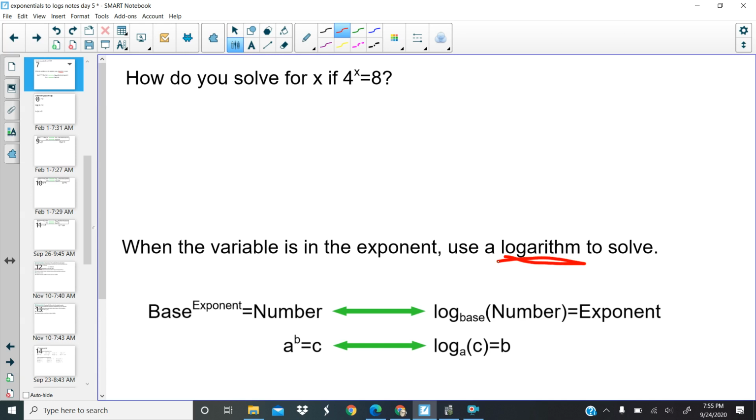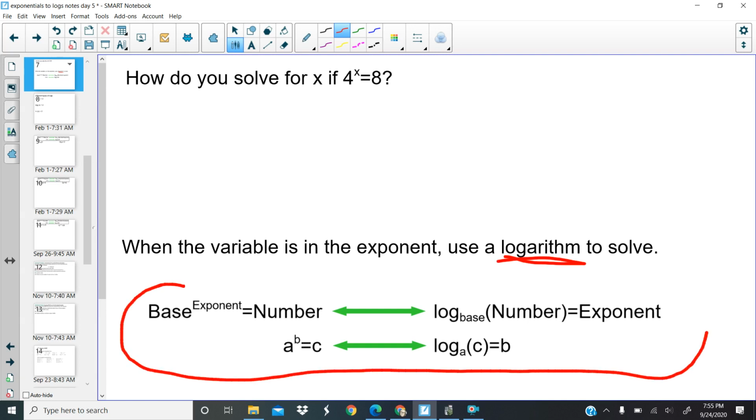So basically, as of right now, you don't have a way to solve for x when it's in an exponent. You would just have to graph it and then find an intersection. But I want you guys to be able to solve those by hand as well, and to do that, you have to use a logarithm. So I would write down both of these, just ways of changing back and forth between an exponential and a logarithm.